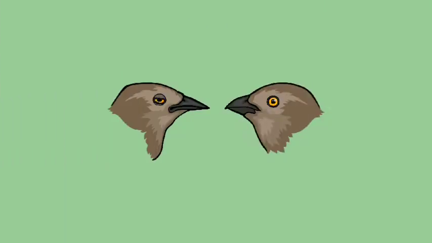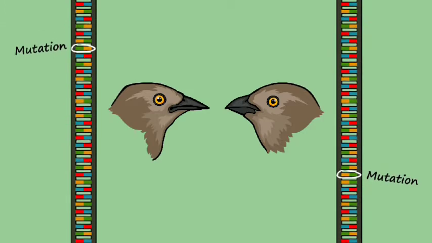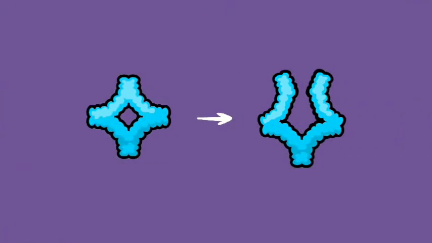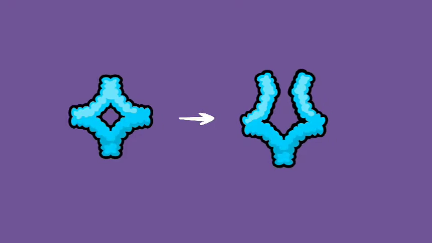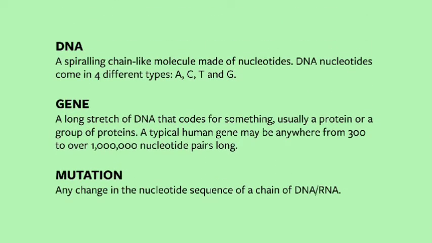Individuals have different traits, in this case differences in beak shape, largely because of differences or mutations in their genetic code. These differences can either cause changes in a specific protein's shape, and therefore its function, or mutations can change when or how much of a particular protein will be produced. Now that you clearly understand these 3 terms, and by the way, feel free to pause the video to study them if need be, it is now time to talk about chromosomes.